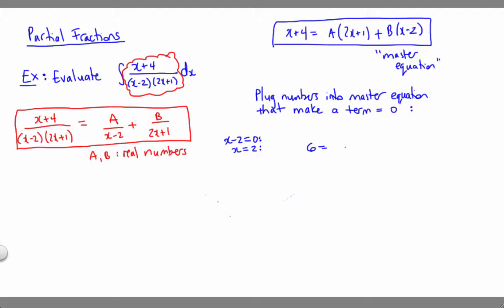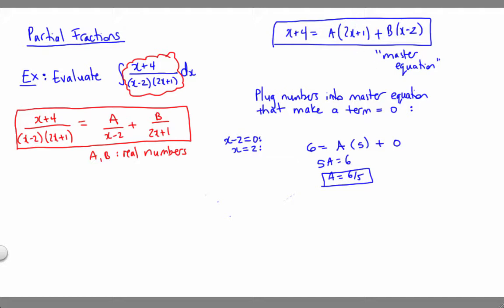On the left side we get 6, on the right side we get A times 5, and as we designed here, x minus 2 is going to be 0, so that second term is just 0. That allows us to solve for A really quickly. That's saying 5A is equal to 6. In other words, A is equal to 6 over 5. Great. So let's try the same thing for B.